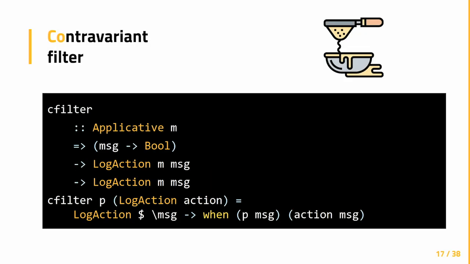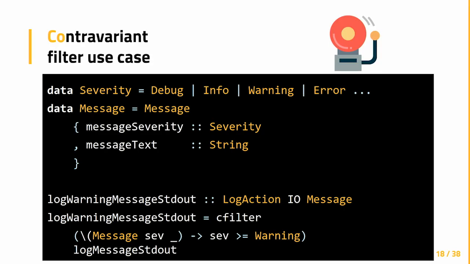The next useful thing is actually a filter. So let's say we have a predicate that tells what messages we are interested in. And if you have a log action of messages, you can create a new log action that will perform logs only for those messages that satisfy the given predicate. Let's see how this function can be useful. Now we have a severity data type that tells us how important the message is. So our message data type now contains not only the text, but also this severity level.